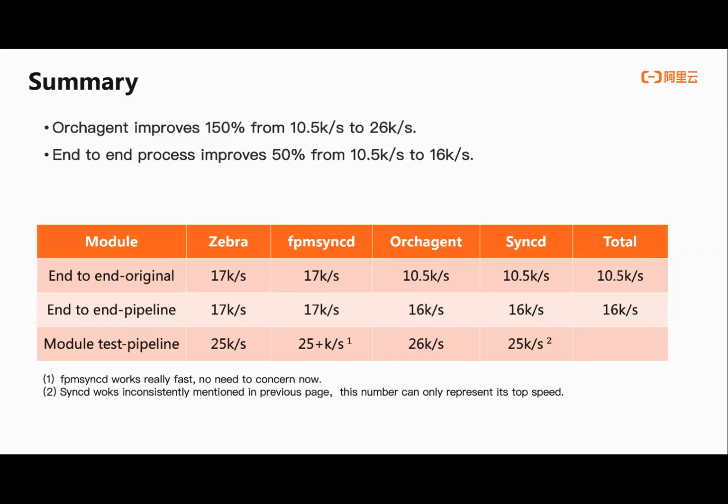I mean, think about it. You've got 1, 2, 3, 4 different processes that you're passing data through. Zebra is going to pass data to FPM Sync D, then FPM Sync D has to wake up, process it, then pass it to Orch Agent, then pass it to Sync D. If we're really concerned about speeding up the architecture, then figure out how to get rid of one of those daemons. But we have a lot of cores, right?